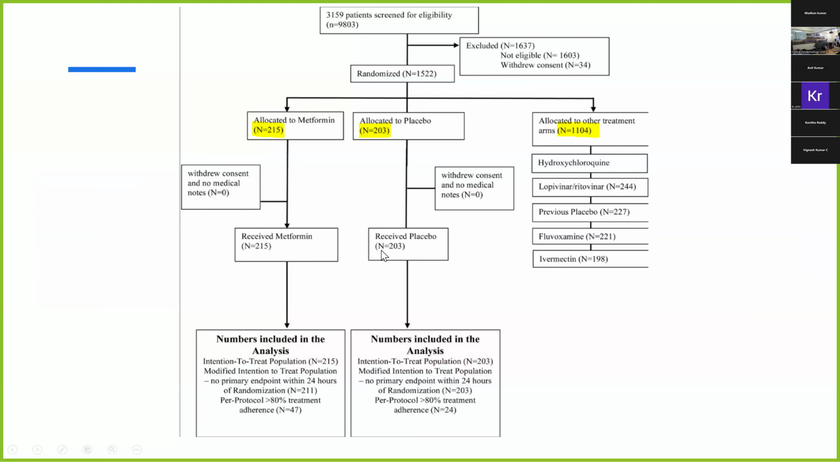So this is the CONSORT diagram of the study. Here we could see 215 participants were allocated to the metformin arm and 203 participants were allocated to the placebo arm.